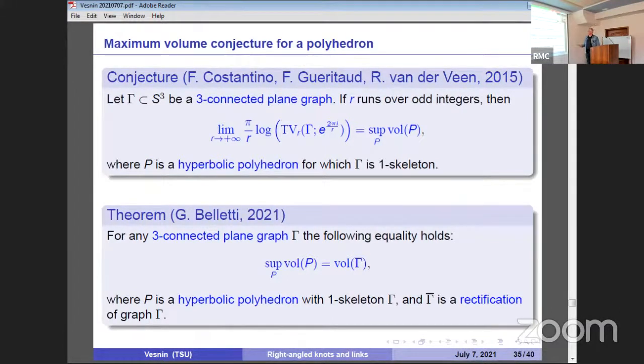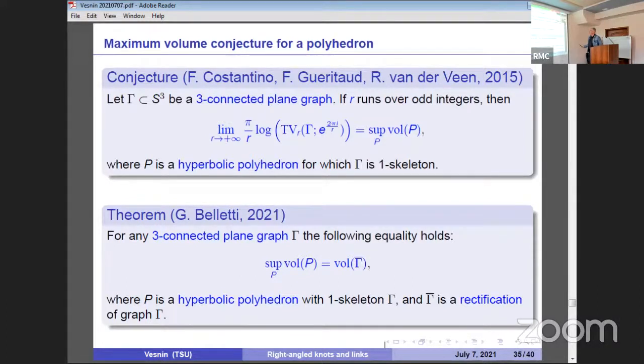Another version is due to Costantino and Thurston for planar graphs. So let's consider an equivalent plane graph, just the skeleton of a polyhedron. We consider such a polyhedron and again calculate a version of the Reshetikhin-Turaev invariant for graphs. It is defined in the paper, you can follow the paper. So let's consider such an invariant and calculate it at special exponents, and again take the limit. The conjecture is that you get as a limit the supremum of the volume of such polyhedra.